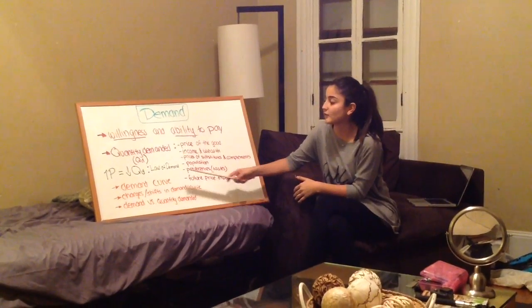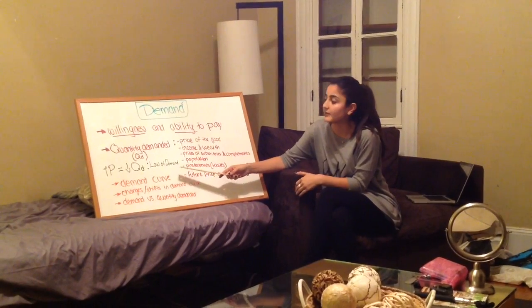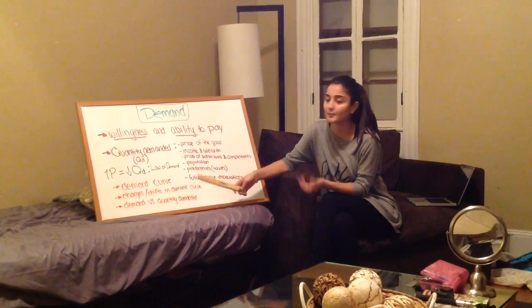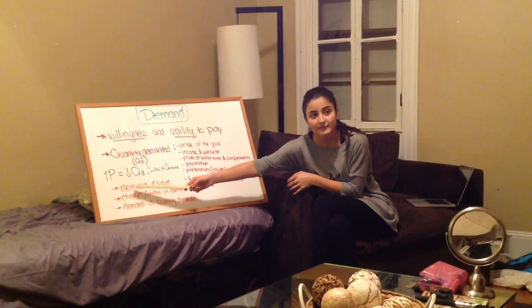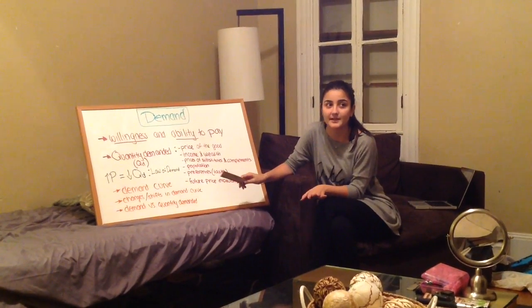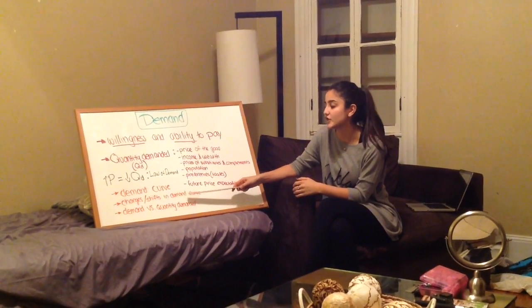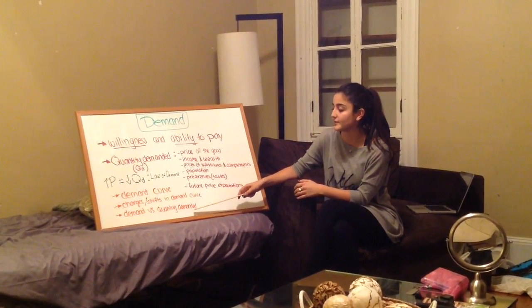And then when we talk about the law of demand and the demand curve, we're going to consider that everything remaining the same will depend on the price going up or down. For example, if the price of a good rises and everything else remains the same, the quantity demanded will fall. And then we'll talk about the demand curve, changes or shifts, and demand versus quantity demanded later.